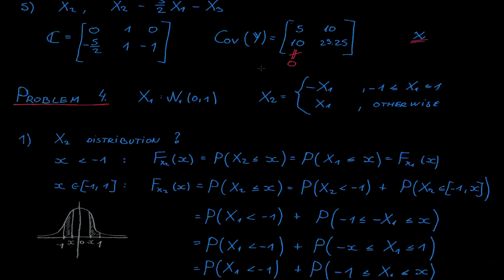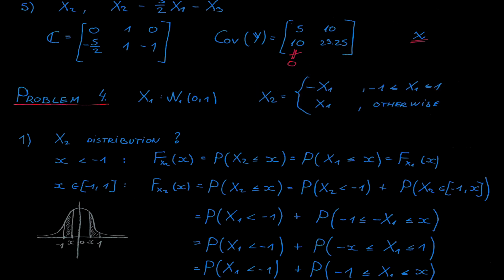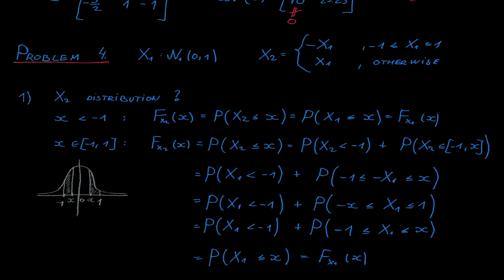But first we need to find the exact distribution of this one. As I mentioned, it is a normal distribution, so let's just prove it. As x2 is in connection with x1, we want to use the cumulative distribution function of x1. How are we going to do that? We can find the cumulative distribution function for x2 using x1 for every x.